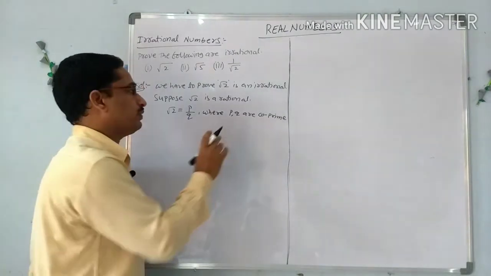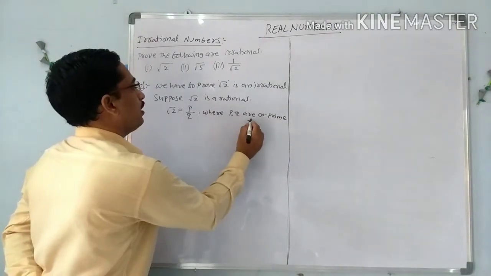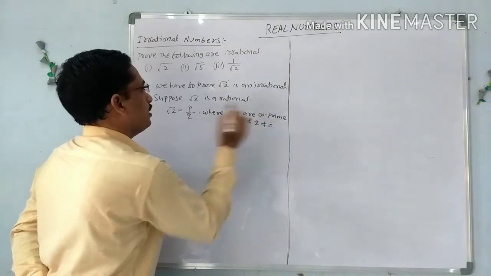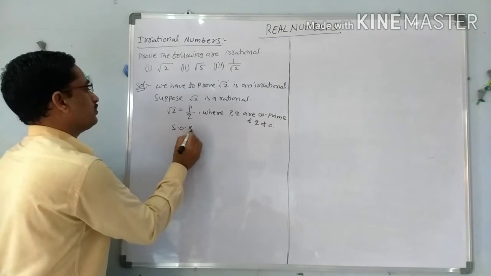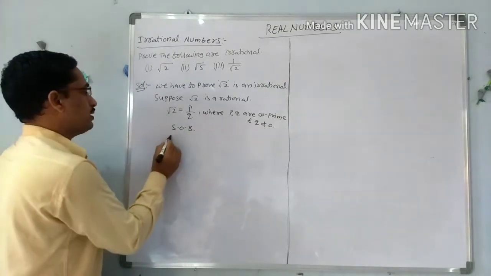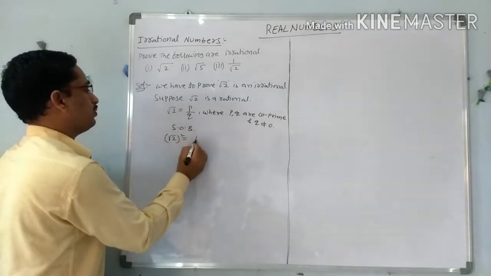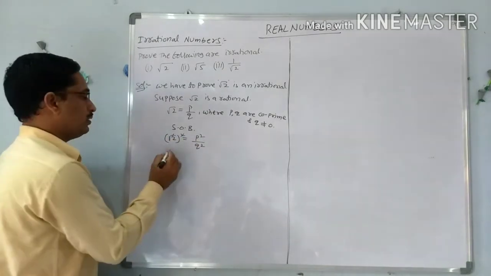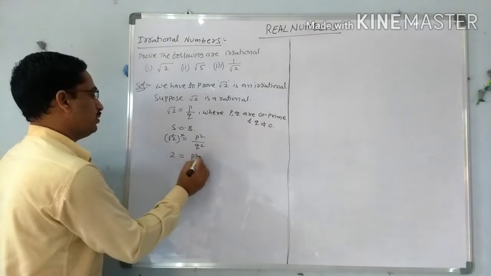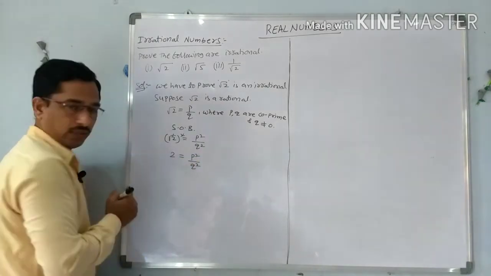Only one is a common factor for p and q, and q not equal to 0. Next, square both sides. Squaring on both sides, root 2 whole square equals p square by q square. The square root cancels, so on the left side 2 equals p square by q square.